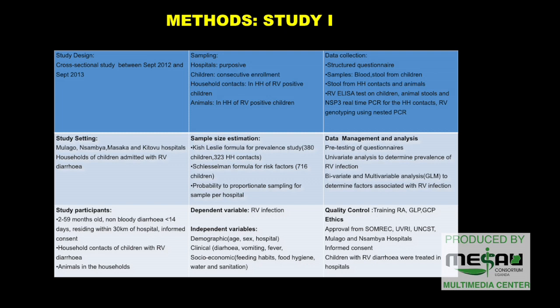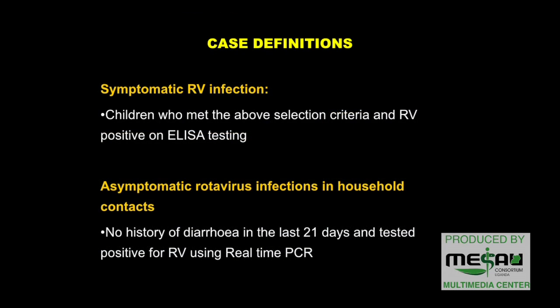For quality control and ethics, this study was approved by a number of research ethics committees. The case definitions we used were: we looked at those children who met the criteria and were positive. These were taken as confirmed rotavirus. And then for the symptomatic household contacts, if the adult or child had diarrhea in the last 21 days and was positive, then we took that one to have rotavirus infection.